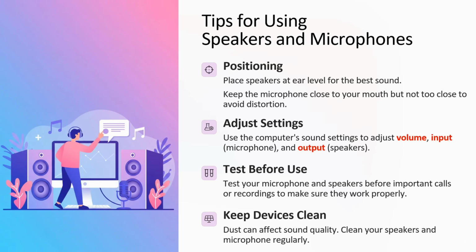Now we will see tips for using speakers and microphones. First one is positioning. Place speakers at ear level for best sound. Keep the microphone close to your mouth but not too close to avoid distortion. Next point is adjust settings. Use computer sound settings to adjust volume, adjust input, and adjust output. Input is nothing but microphone, output is nothing but speakers.